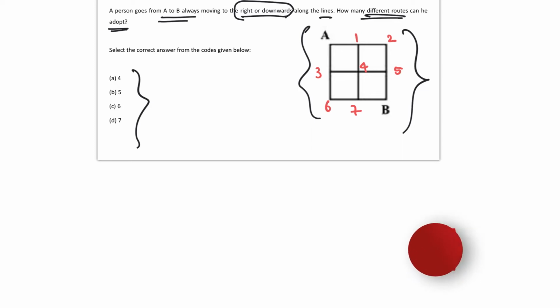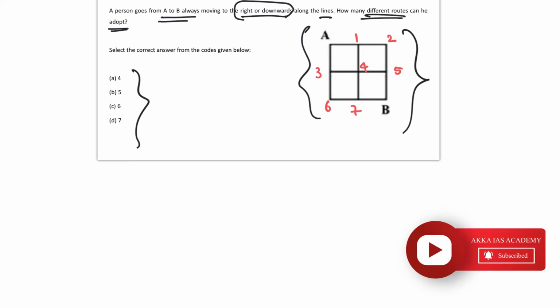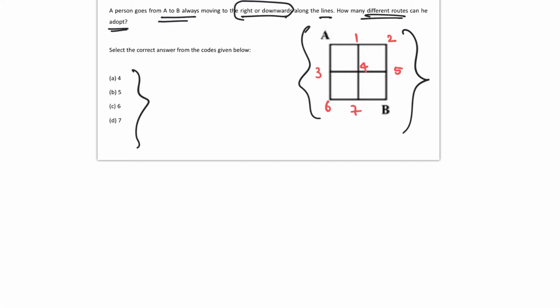How many rectangles, if you consider it as a rectangle, my dear friends? It's showing as a square. Whether you consider it a square or a rectangle, what is the grid pattern here? Actually it is a 2 by 2 rectangular or square grid. The person needs to go from A to B, so between 2 points he will be traveling. How many grids are there? Actually 2 into 2 grids, so 4 grids are there here.